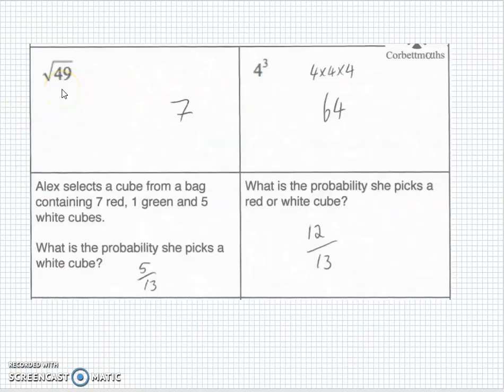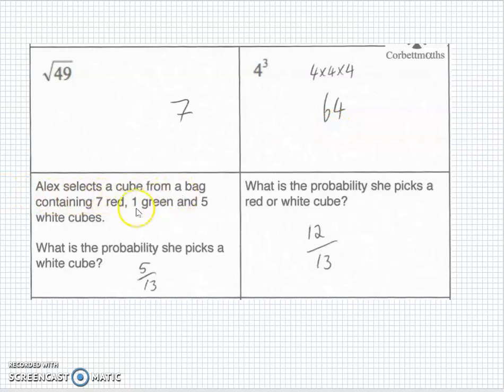Nice, easy. First one, the square root of 49 is 7. Technically, it should say 7 or negative 7 because both would be the right answer. If you just put negative 7 or you just put 7, that is fine, but correctly it should be 7 and negative 7. So 4 cubed, we know we're multiplying 4 by itself 3 times. So we know 4 times 4 is 16, and then 16 times the 4 gives us the 64.